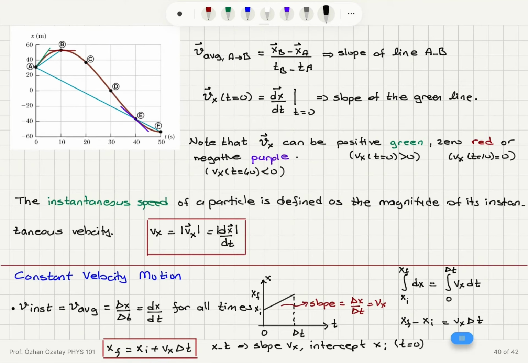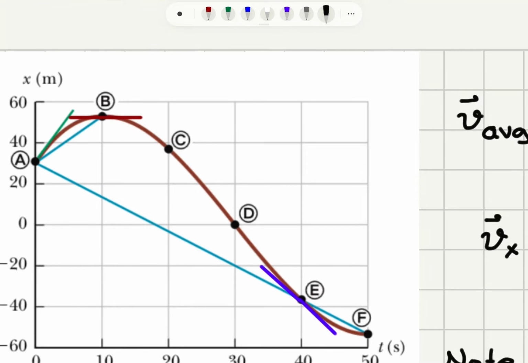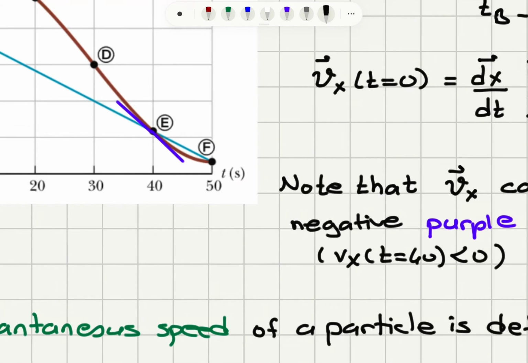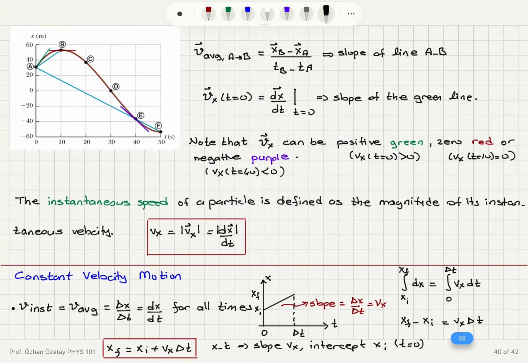And you can see that this instantaneous velocity can be positive, which is the green line, can be 0, that is the red line. So at position B, you can see that the velocity becomes 0 because there's no slope. And it can also be negative, that is the purple line. For example, at position E, at t equals 40 seconds, the velocity is negative. Okay, so it all depends on the slope of the line x of t.